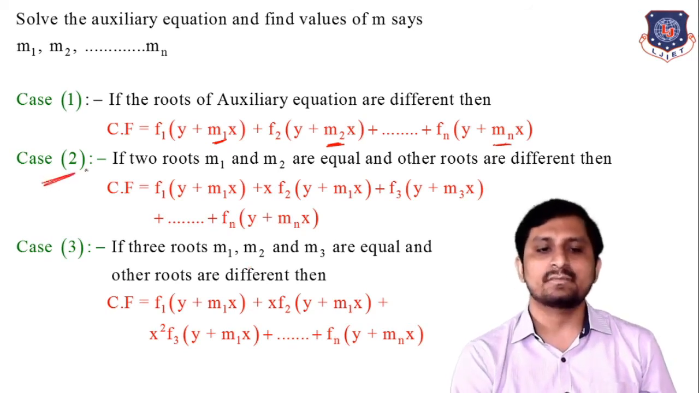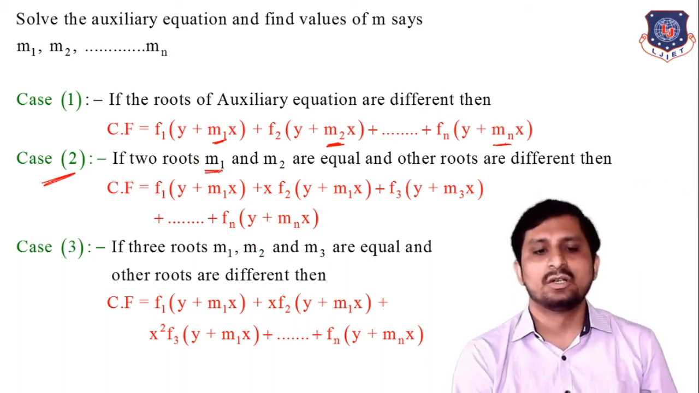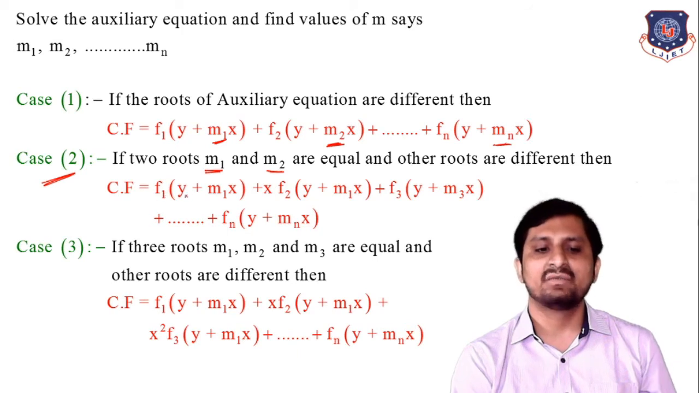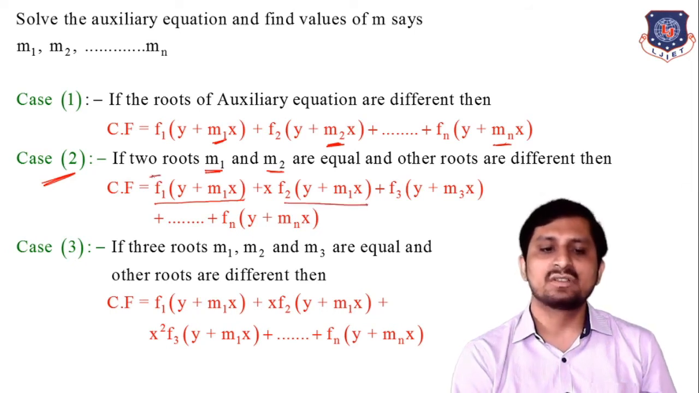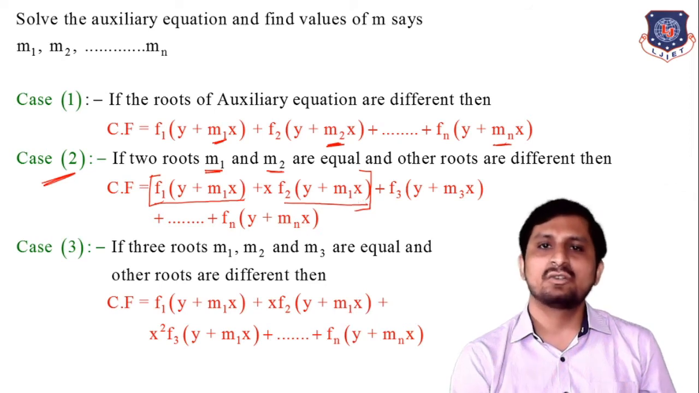Now case 2: if at least two roots of the auxiliary equation are equal, say m1 and m2, and the other roots are different, then the complementary function is f1(y + m1x) plus x into f2(y + m1x). So for equal roots we have to follow this rule: f1(y + m1x) plus x into f2(y + m1x). Now the other roots are different, so you can write them as they are, f3(y + m3x) up to fn(y + mnx).